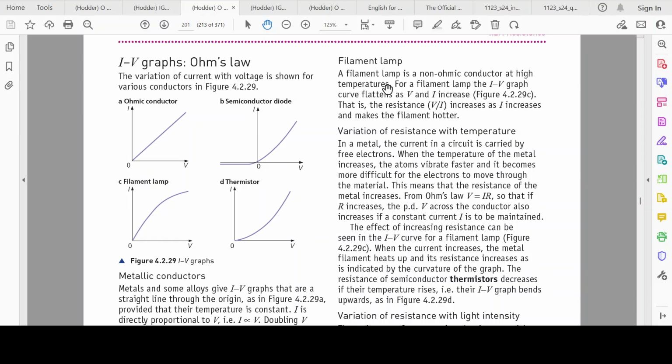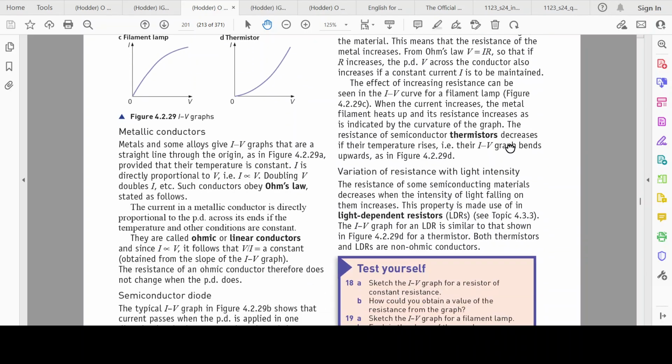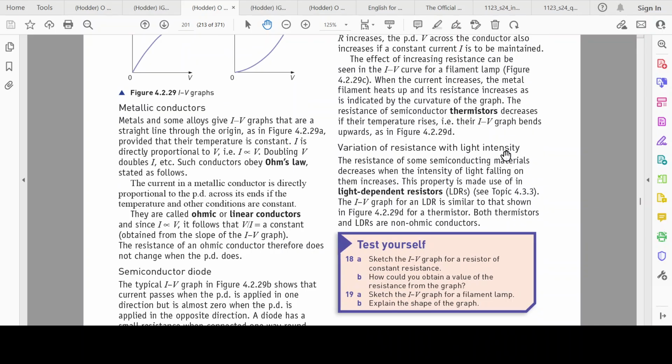So the explanation for the filament lamp is given here. It is a non-ohmic conductor at high temperature. At high temperatures it is non-ohmic; at low temperatures, it is ohmic. For a filament lamp, the IV graph curve flattens as V and I increase, and that is because the resistance increases as current increases and makes the filament hotter. Okay, so that's the only explanation they've given, and that's good enough for us.